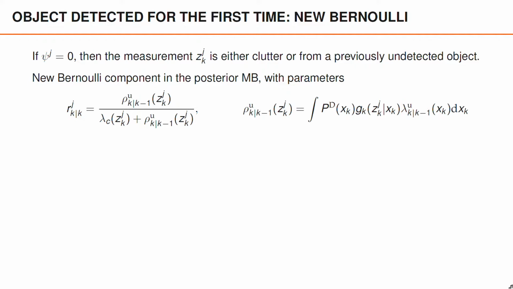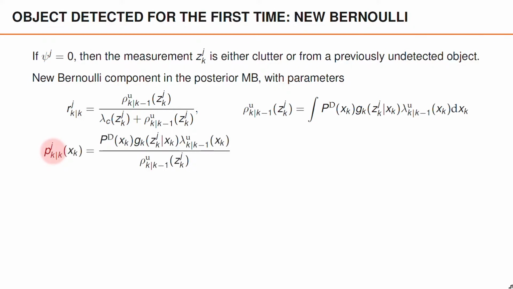So as we can see, rho is a function of the measurement. So it will have a different value for different measurements, and thus the probability of existence of the new Bernoulli will be different depending on the value of the associated measurement zj.